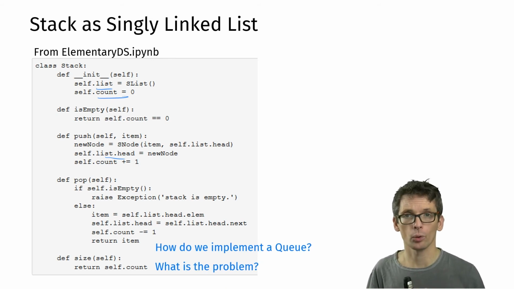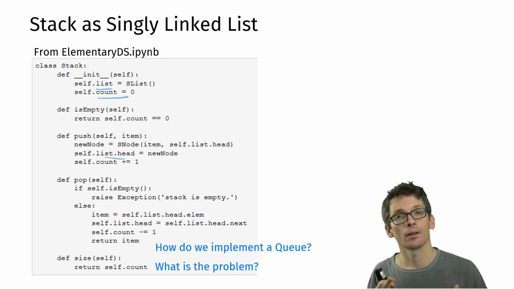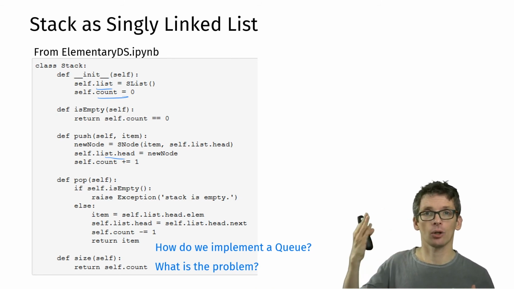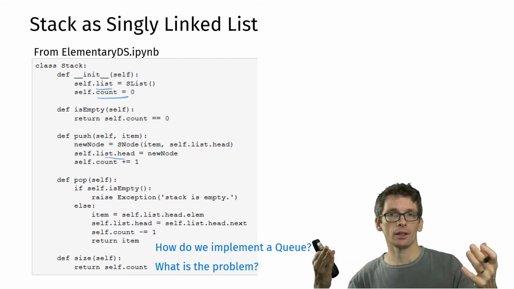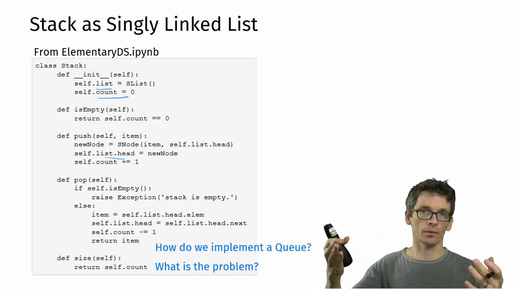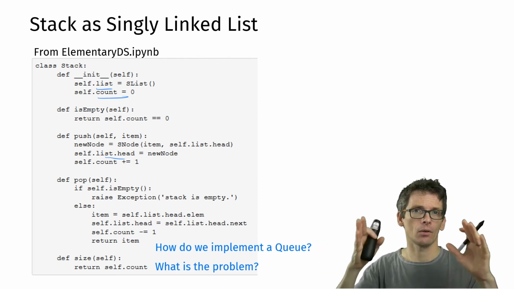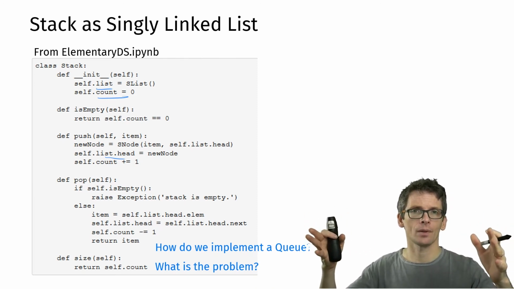How about queues? So what's the problem? The problem is that if I want to have a queue, then I should be, for instance, inserting at the head but deleting at the tail, or deleting at the head and inserting at the tail of my singly linked list.